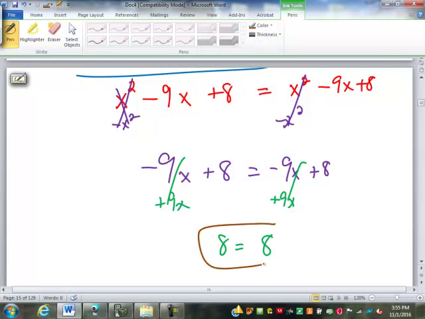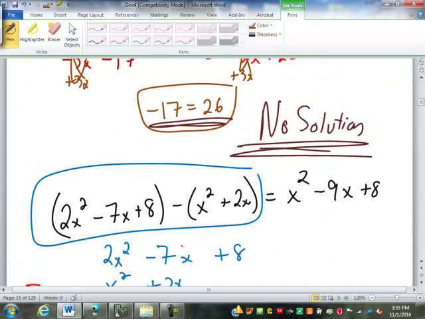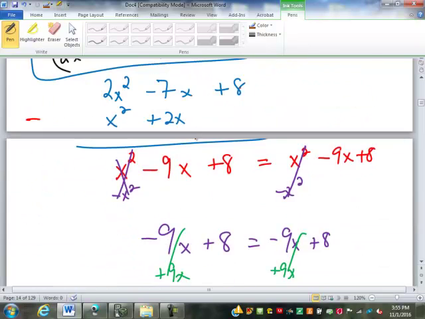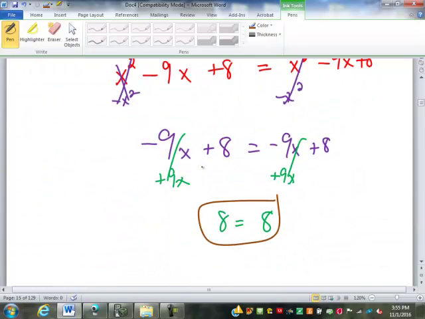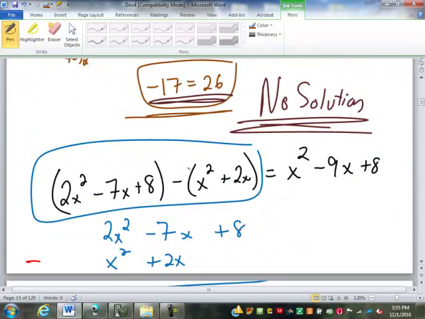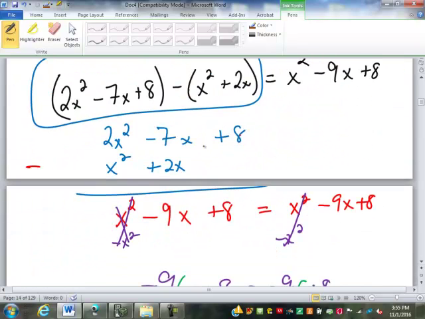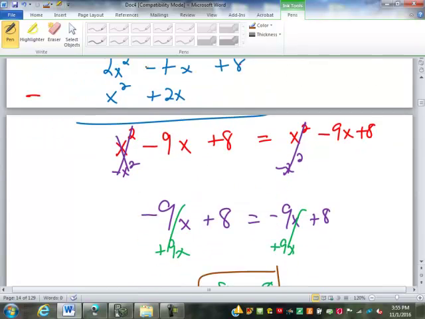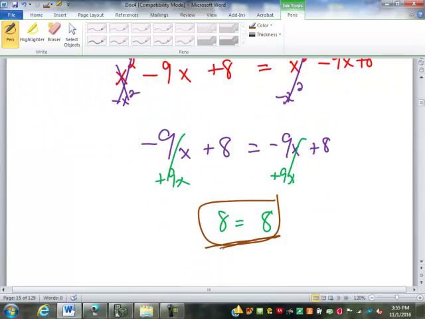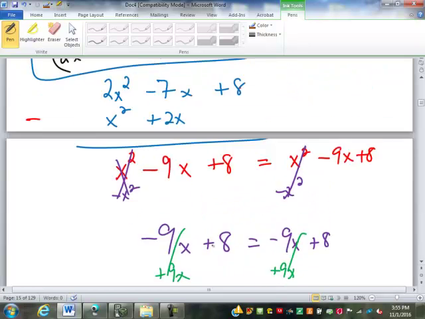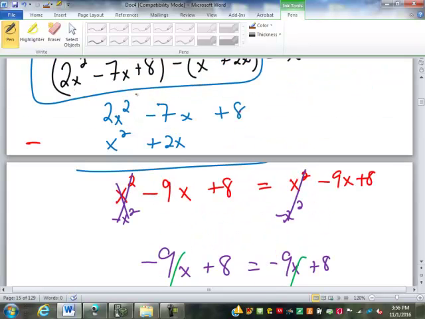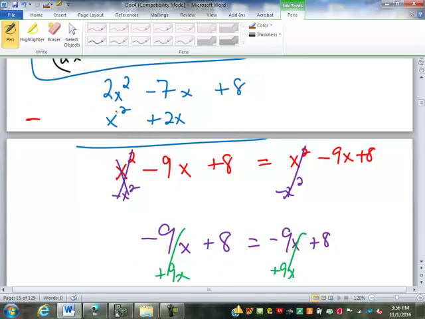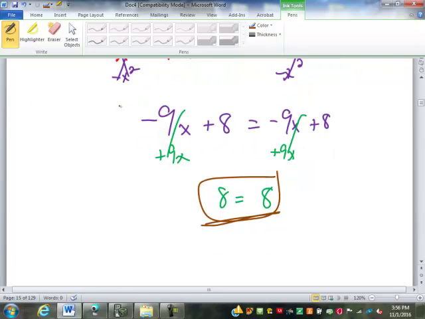But what's different about this one compared to the last one we did where the variable disappeared? Well, the x squared did disappear. The x's disappeared up here. This had x squareds in it, and they disappeared too. But here we got 8 equals 8. Is that true? Yeah. Is there any value I could ever put in here for x that would ever make 8 not equal 8? No. 8 will always equal 8. This equation will always be true no matter what I put in there for x.